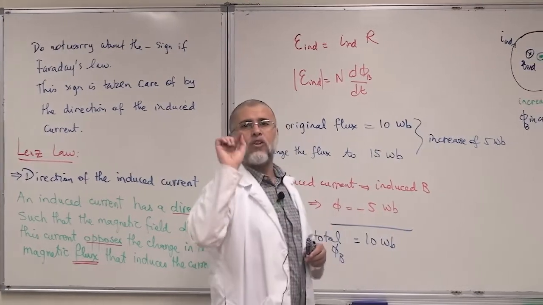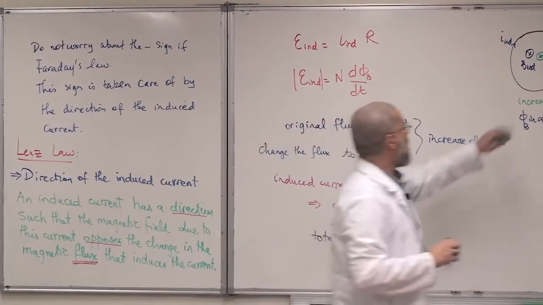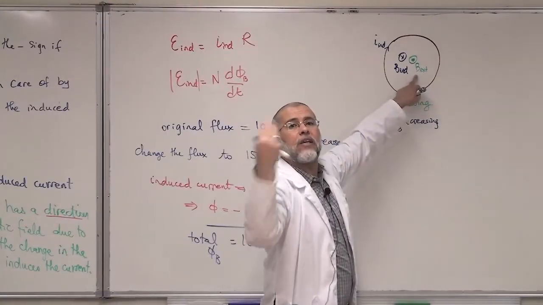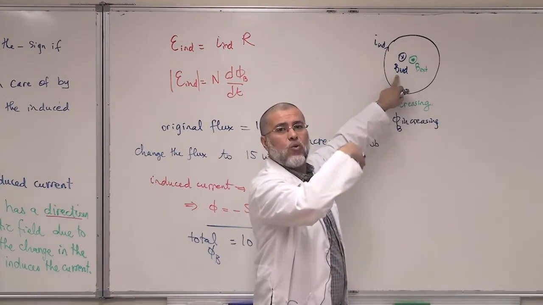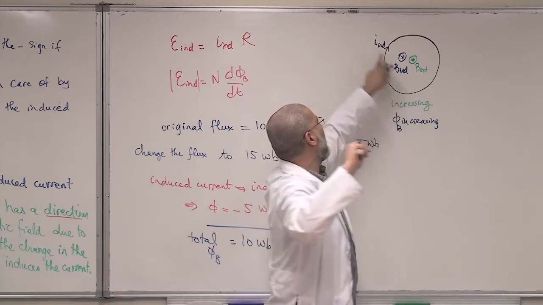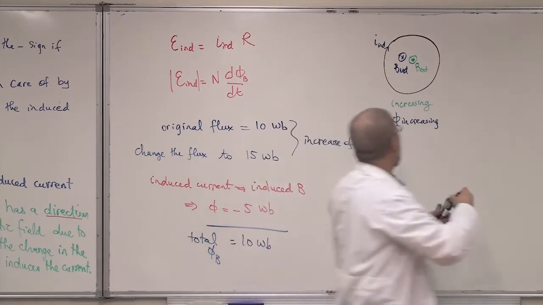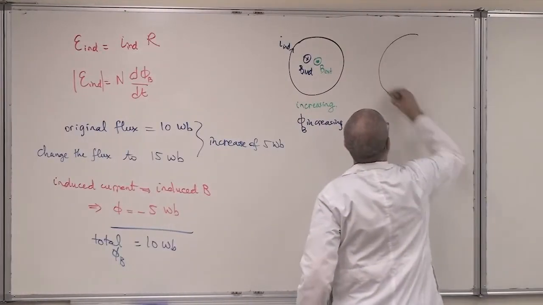To find the direction of the induced current, you look first at B external. Is it increasing or decreasing? If it's increasing, my B induced will be opposite to it. You use the right-hand rule to find the induced current. Okay, so let's now go to this example here.